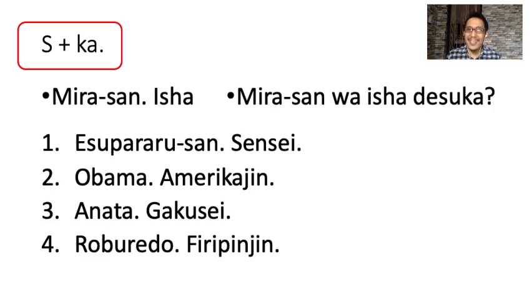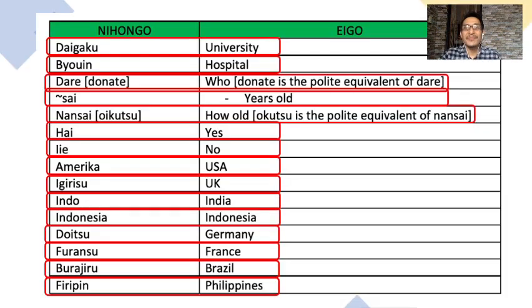Okay, third one. Anata gakusei. Anata wa gakusei desu ka? So if you got it right, sugoi. If you got it wrong, you can still change it. Now the last one is Rubiredo Philippinjin. Rubiredo-san wa Philippinjin desu ka? So if you got it correctly, sugoi desu ne. If you got it wrong, please change it. Please change the correct answer. Correct it. Okay. Now, let's move on to our grammar review.